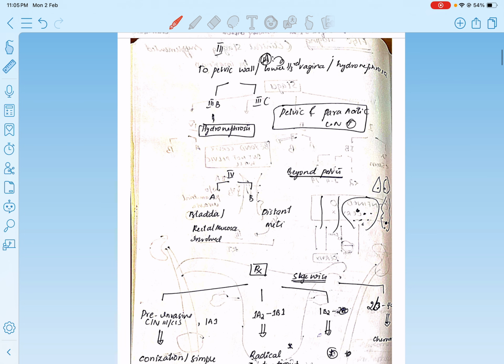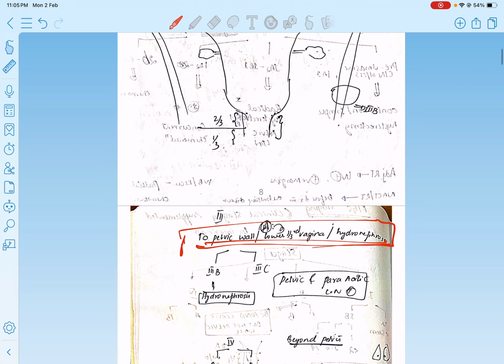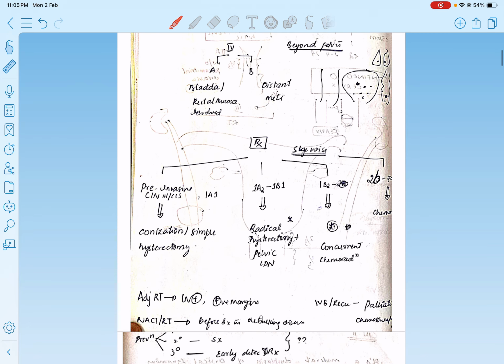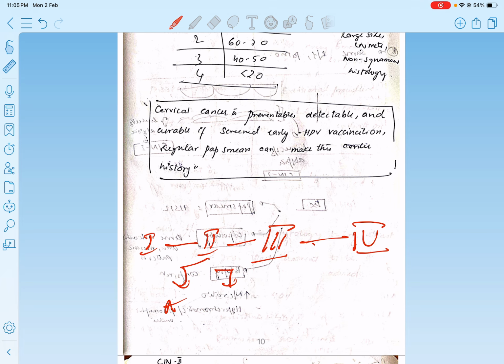Okay, yes, then loco-regional you can mention this, correct. So again treatment I will explain in a general way. So these are the stages. So for convenience let me classify it as this.